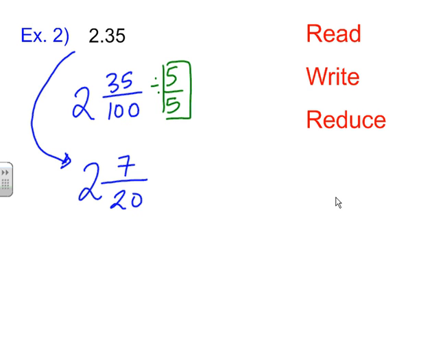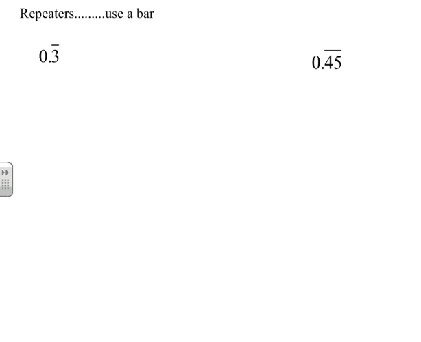That is what 2.35, or 2 and 35 hundredths, changes to as a fraction. Now let's take a moment and talk about repeaters. Okay, repeaters use a bar. So we want to think about how we're going to change this 0.3 with a bar on it. Now, normally, if there was no bar, we would say that this was 3/10. We know that this with the repeater on it is more than 3/10. It's 3 going on forever.